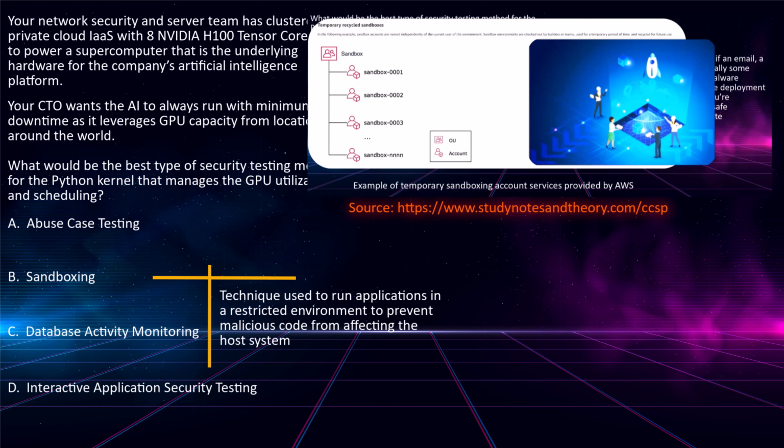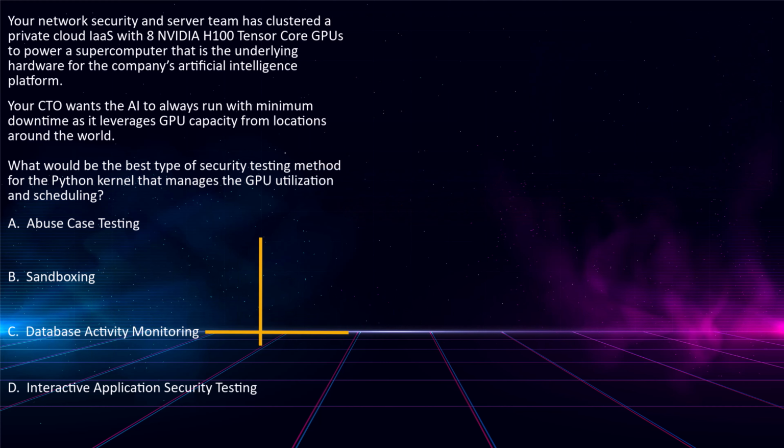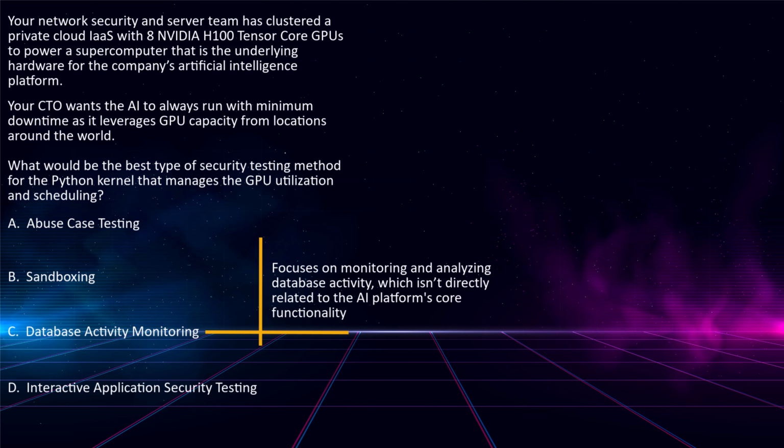The question is actually looking for, one, a security testing method. Sandboxing is more about isolation, not exactly a testing kind of thing. And 2, the code needs to run in real time within production without being isolated in its own environment somewhere else, which is the definition of sandboxing. For choice C, this doesn't even sound close to being the right answer. You know what I mean? Database activity monitoring, that's more focused on monitoring database interactions, like our backend database in our HR portal, for example, and is not directly applicable to the security testing of the Python kernel managing GPU utilization.